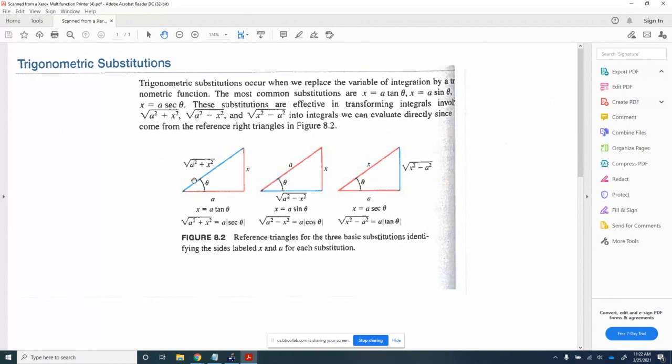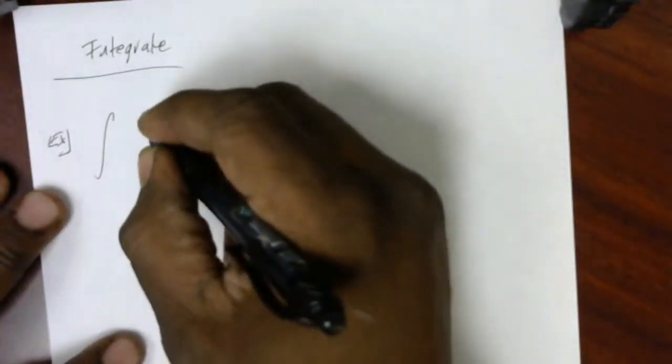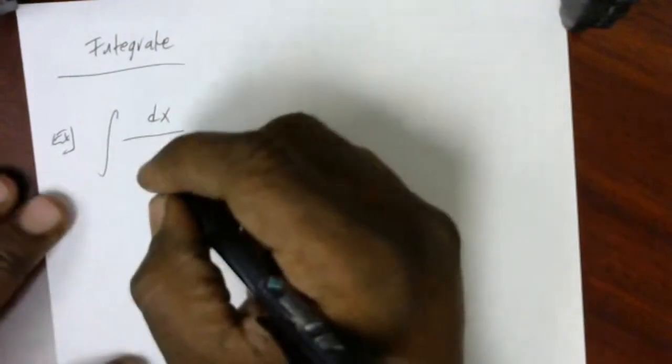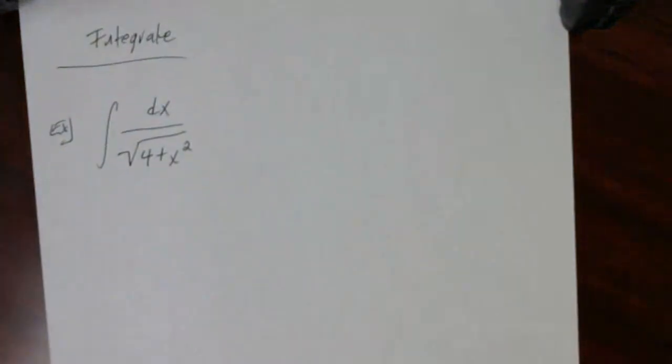All right, so let's see how this all works in a couple of problems. So here's the first problem we're going to take a look at. We're asked to integrate the integral of dx divided by the square root of 4 plus x squared.